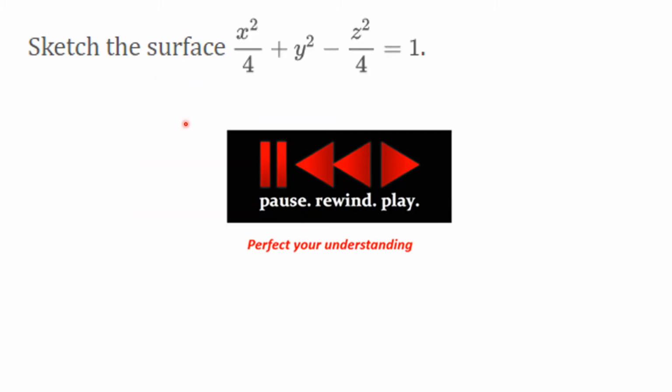Here's another one for you to do. Sketch the surface x squared over 4 plus y squared minus z squared over 4 is equal to 1. You know what to do. Let's see how you did.